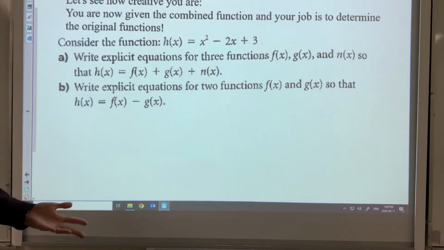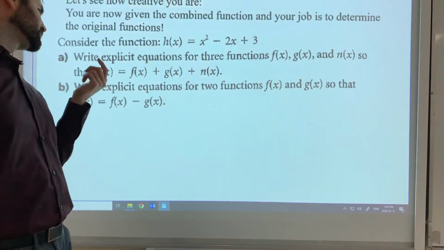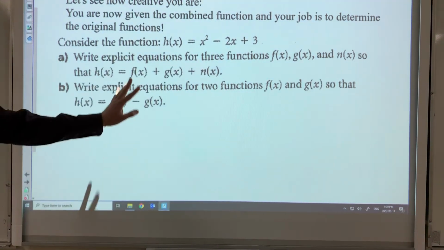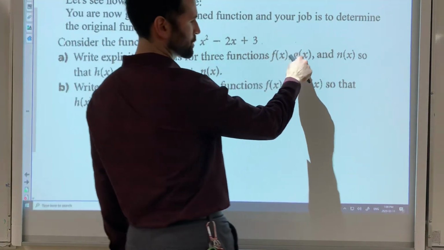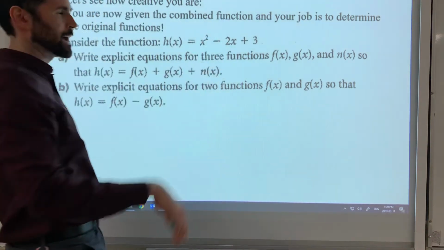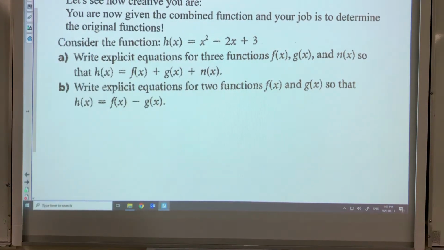So you'd have to come up with something that works. Three different functions, and you can't do stuff like just say, oh, this one is 0 and this one is 0 and f of x is that. You're not allowed to do stuff like that. But you could split it up.